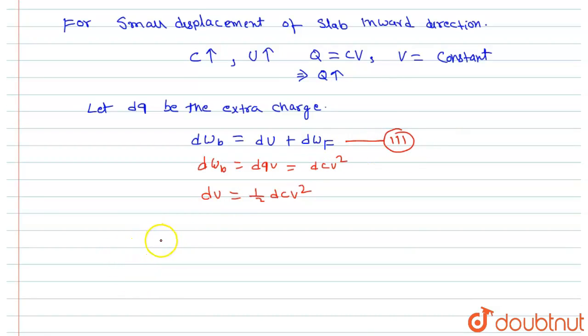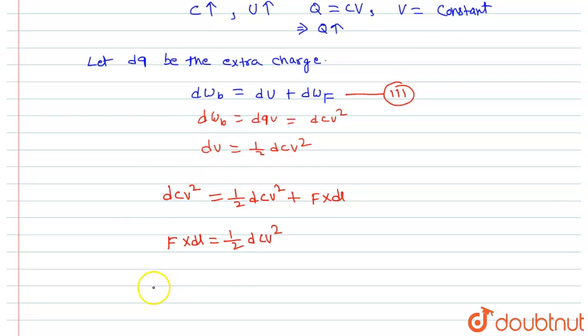So dw is equal to 1 by 2 dc v square plus, and this can be written as f into dl, clear, this part dwf we can write f into dl. Now from here f into dl is equal to 1 by 2 d into c into v square. Now from here we can write f is equal to 1 by 2 dc divided by dl into v square, clear.